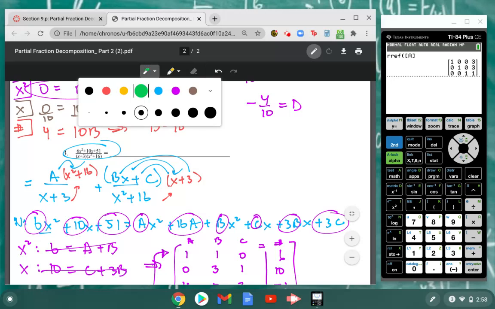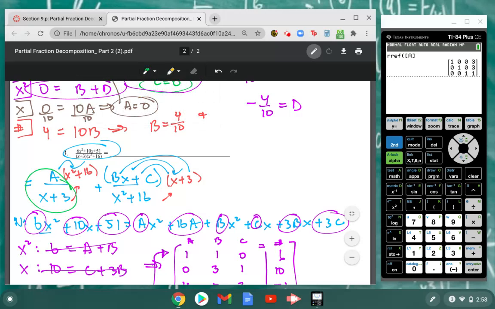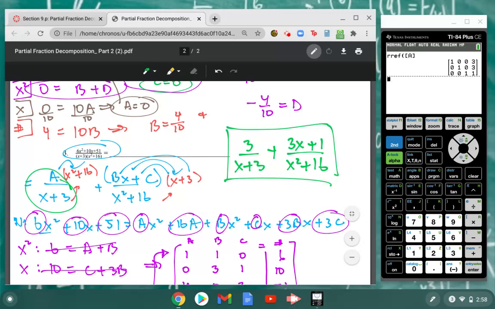Our answer is, let's see, A was 3, and there's my first fraction. I'm going to write it here. So 3 over x plus 3, plus B was 3, 3x plus C was 1 over x squared plus 16. For those of you going on into calculus or into something like a finite math or something like that, matrices are really, really powerful. Just a really nice way to simplify a lot of algebraic solving.